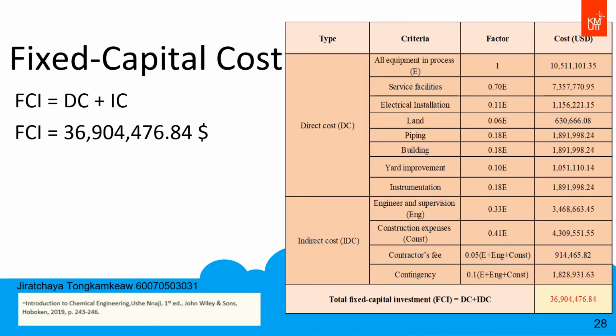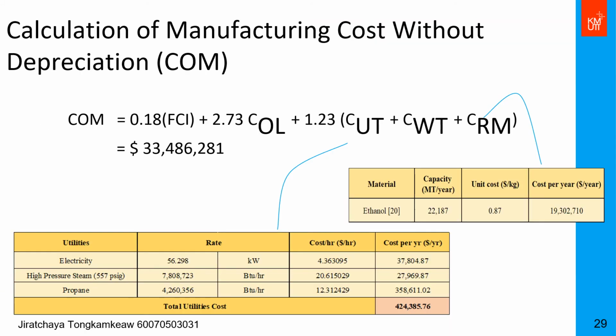Total capital investment is the total cost associated with constructing the plant. There are two types of fixed capital investment, direct and indirect, as shown in this table. The total fixed capital investment is $36 million. Calculation of manufacturing cost without depreciation followed by distribution.